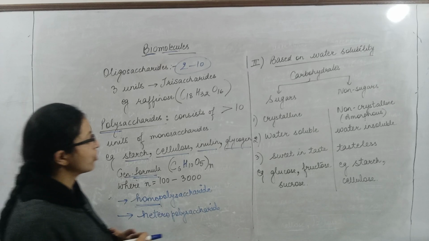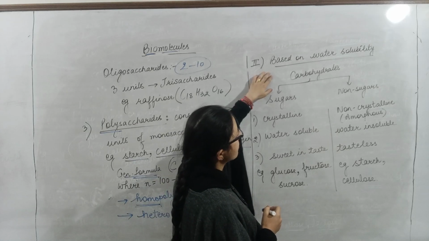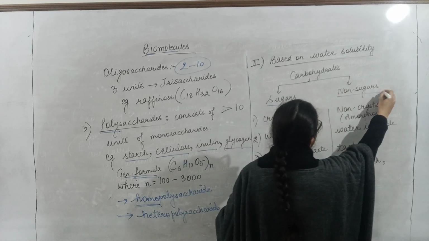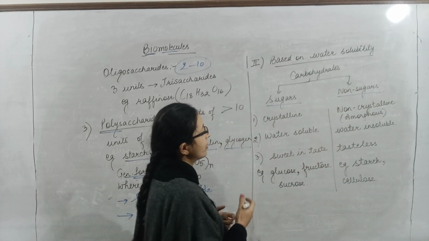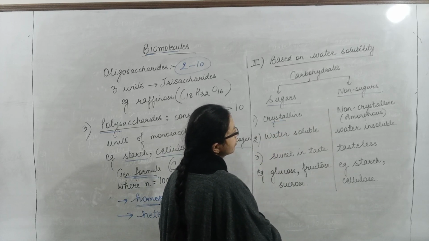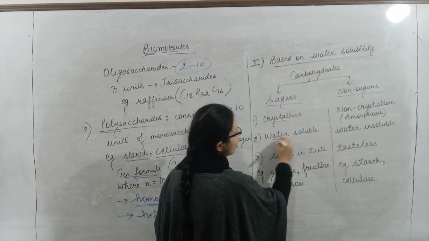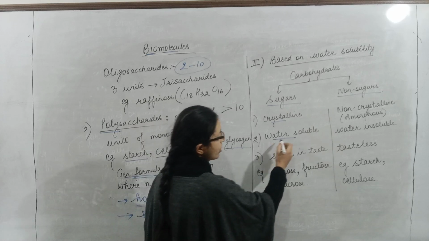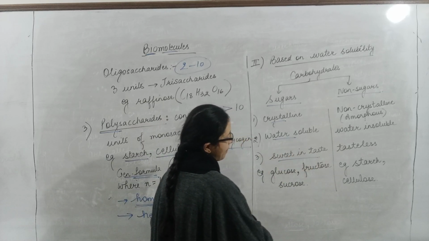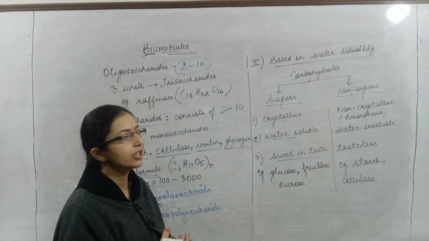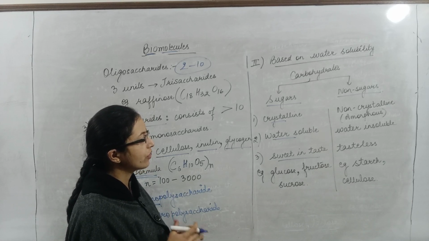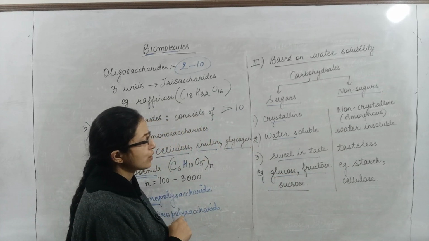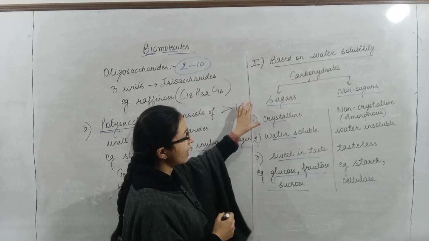Now the next classification is based on water solubility. Carbohydrates are further classified into sugars and non-sugars. How are sugars generally? Crystalline in nature and water soluble. Sugars are generally crystalline, water soluble, and sweet in taste. What is the taste of sugars? Sweet. So the ones which have a sweet taste are generally your monosaccharides, glucose, fructose, and disaccharides like sucrose. So monosaccharides and disaccharides fall in this category.